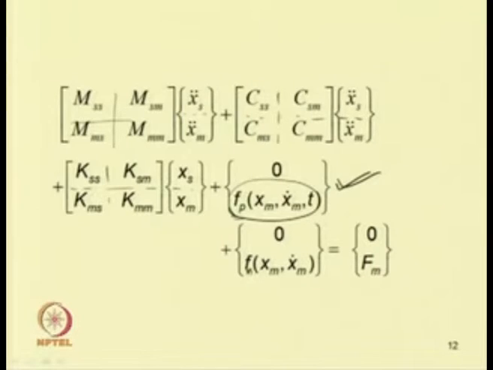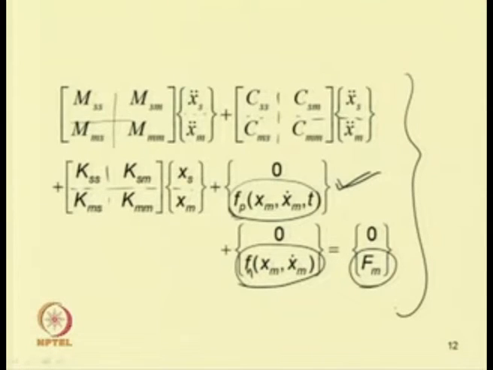Similarly, for the nonlinear term, it is in the master degrees of freedom and for the slave degrees of freedom we put it equal to 0, and this is the external loading of the system. So we can write the original equation in this way by taking the master and slave degrees of freedom and partitioning it. Now, by writing it in this form, we can solve this equation using different methods.